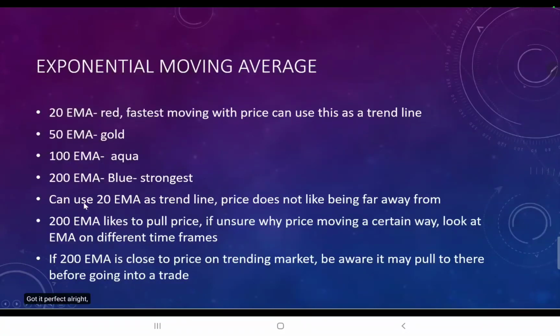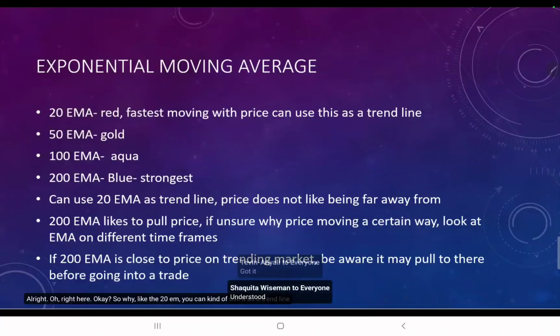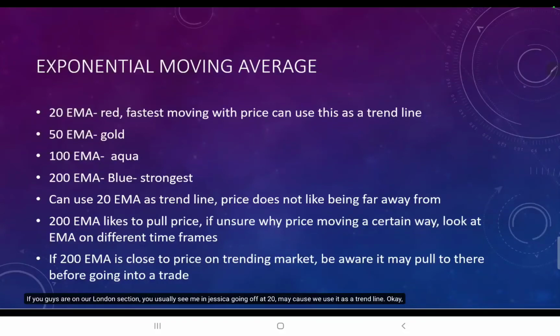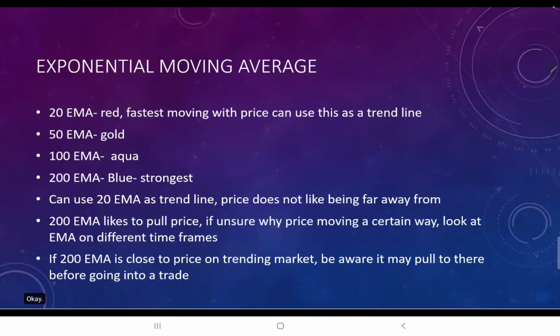All right. Oh, right here. Okay. So why I like the 20 EMA, you can kind of use it as a trend line. If you guys are on our London session, you usually see me and Jessa going off that 20 EMA because we use it as a trend line. A lot of times price will cross over that and then go back down or go back up.